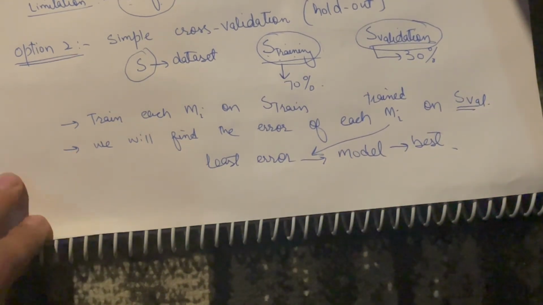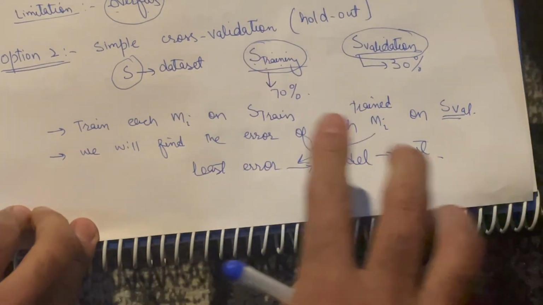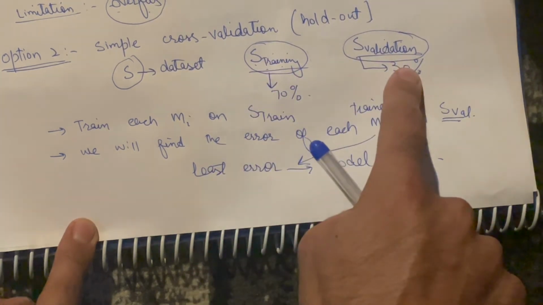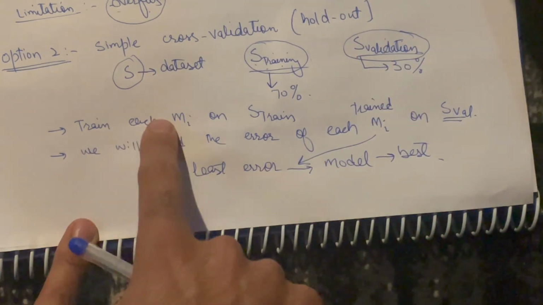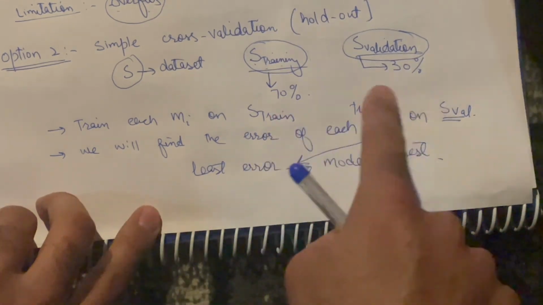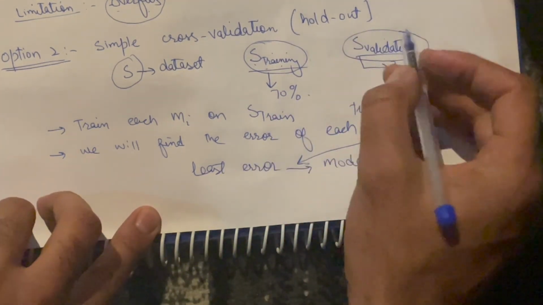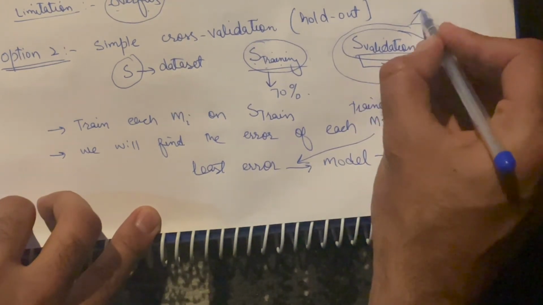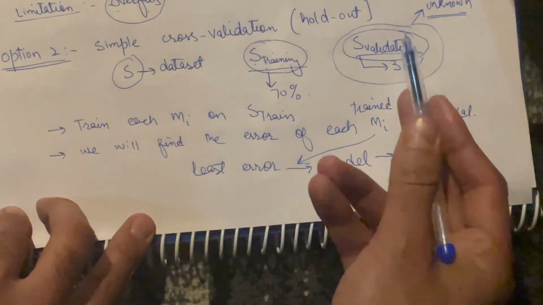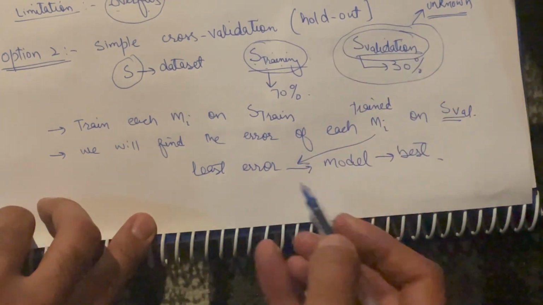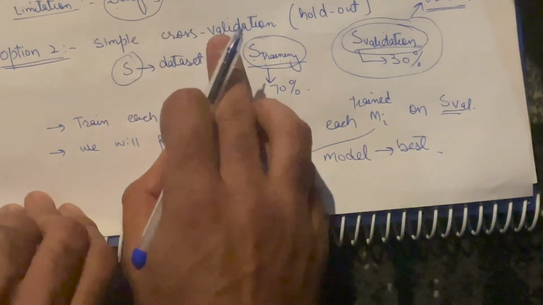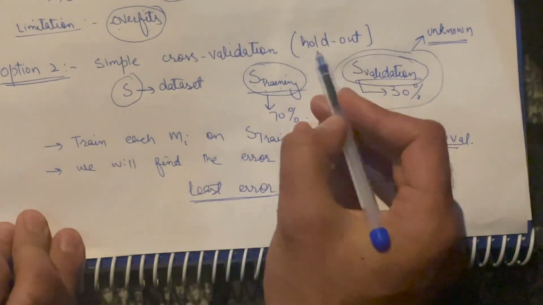Okay, so in cross validation we are dividing the data set into two different data sets. One is training data set, another is validation. We will train each model on this training data set, then we will find the error of each trained model on this validation data set. So this remains unknown for each model, and then we will see how it is performing on this unknown data. Okay, and the least error model will be our best model. This is called simple cross validation, or also called holdout.